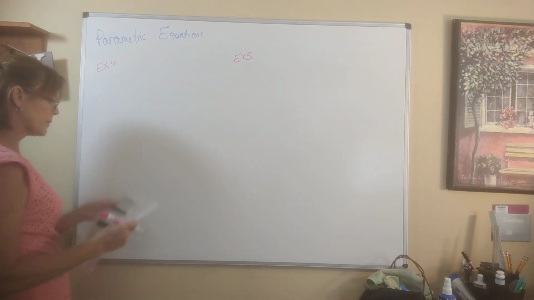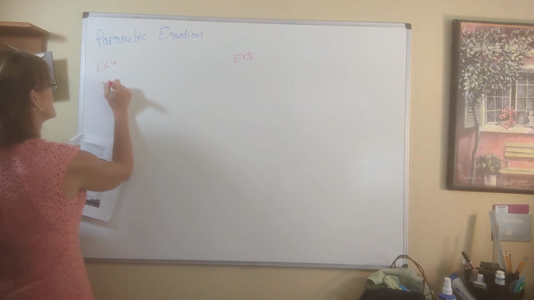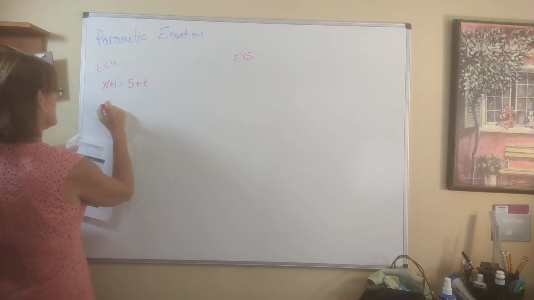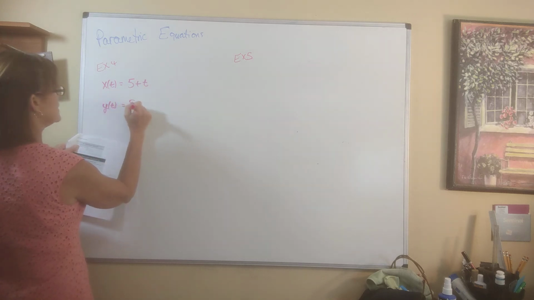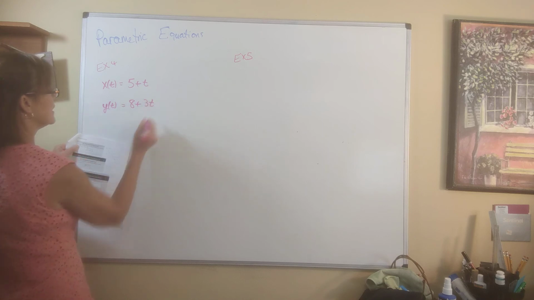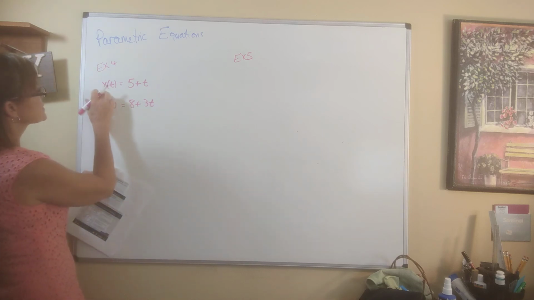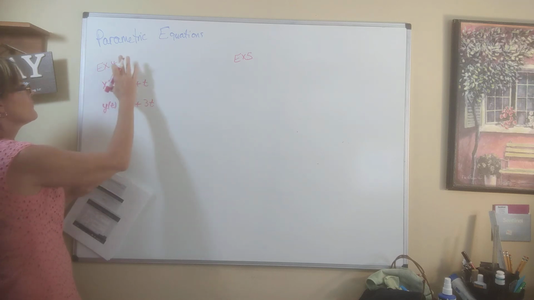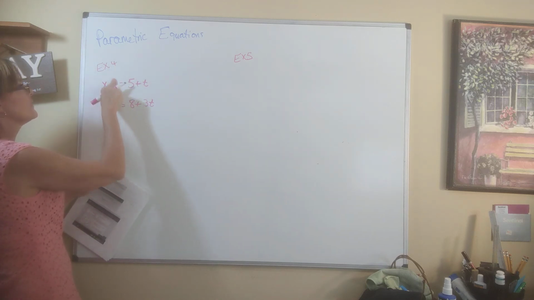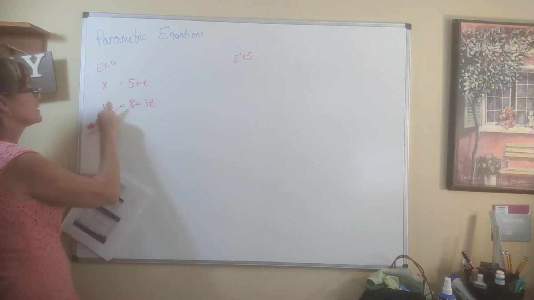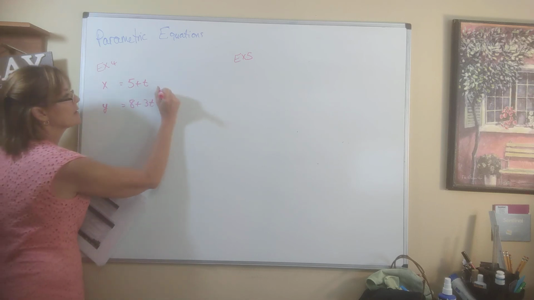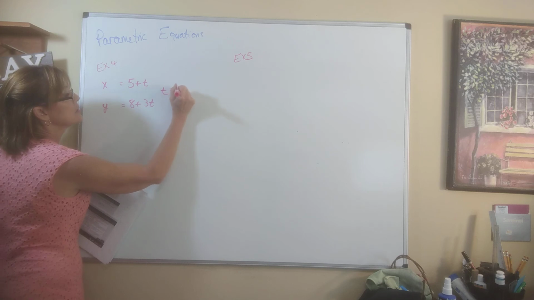We've got to get rid of the parameter. So we've got x of t is 5 plus t, and y of t is 8 plus 3t. Well, this is pretty simple. What we'll do is we'll just solve for t. So first thing I'm going to do is get rid of this of t and just write it like this, okay? And I'm going to solve for t here. So I'll subtract by 5 and I'll get t is equal to x minus 5.